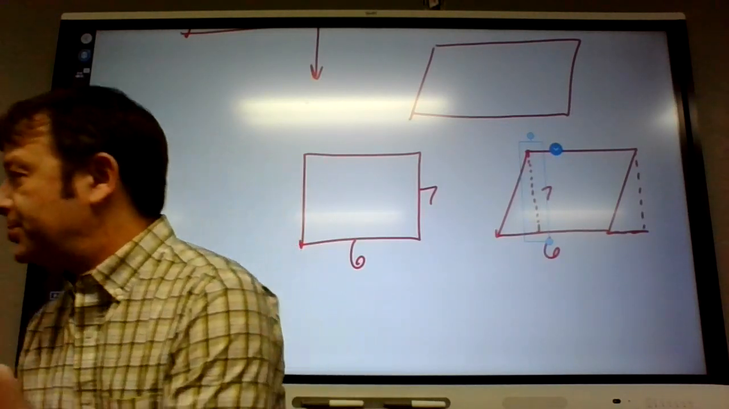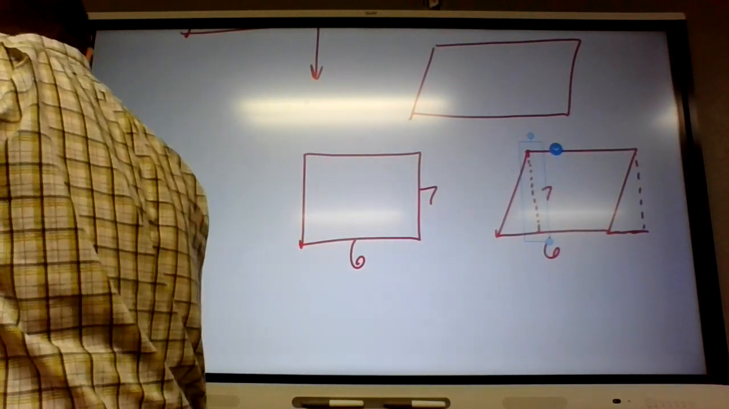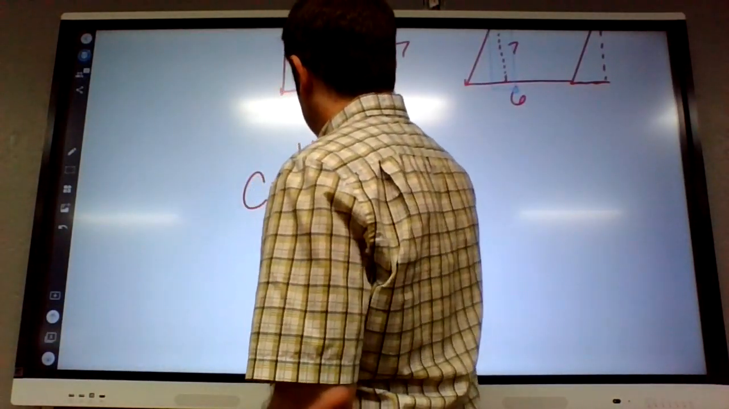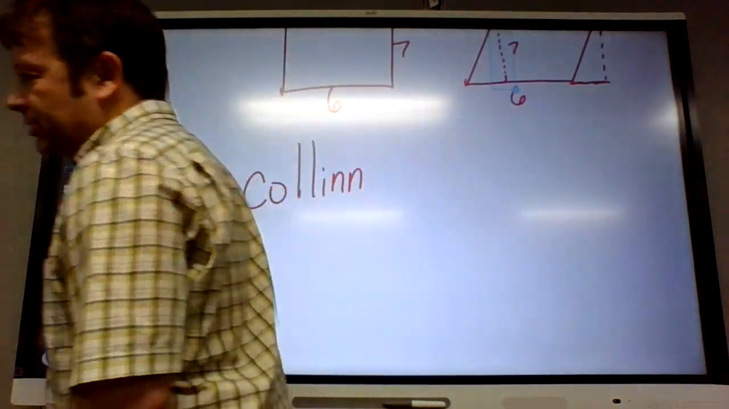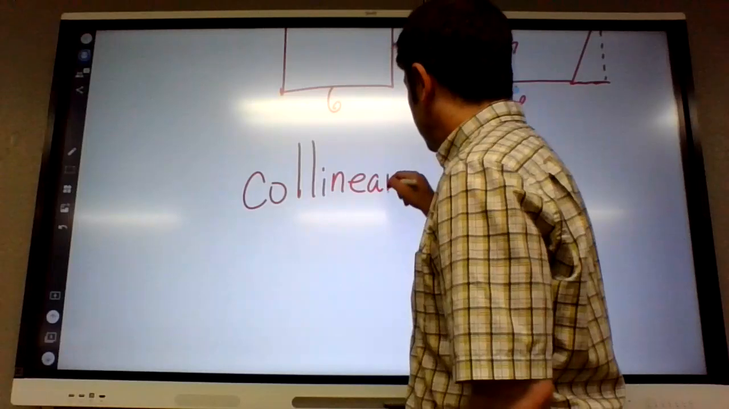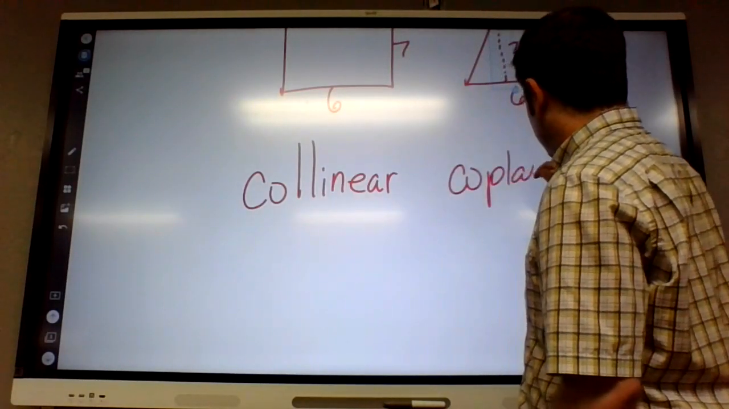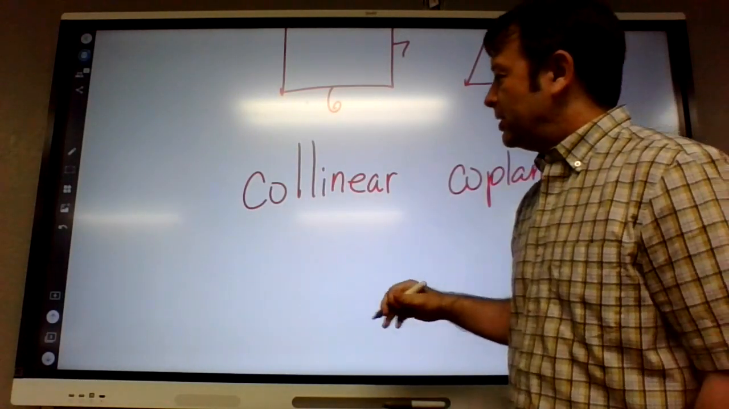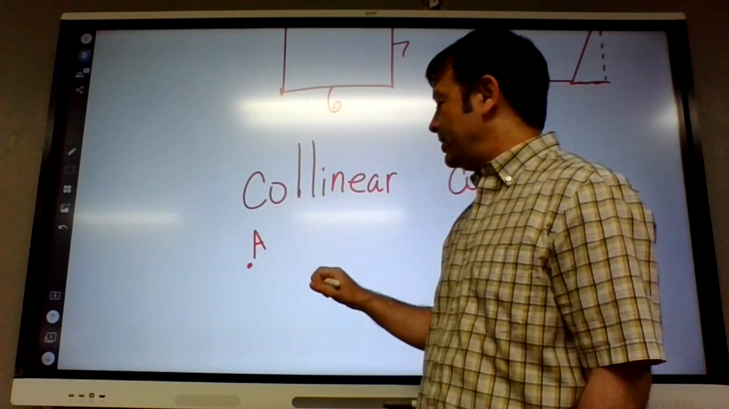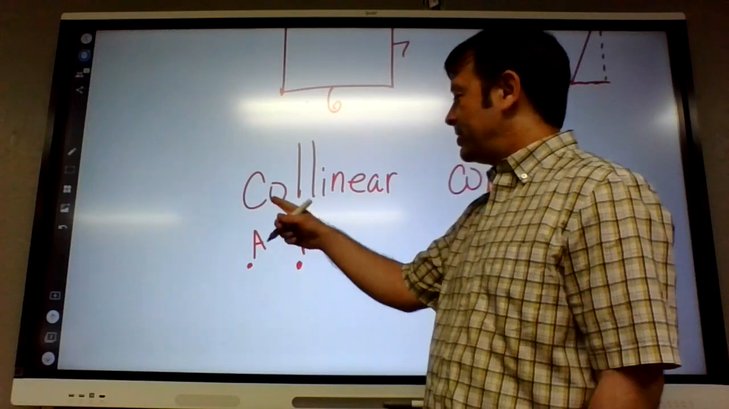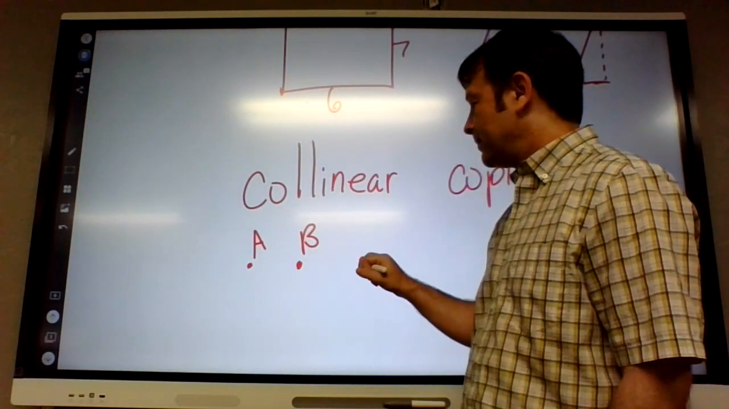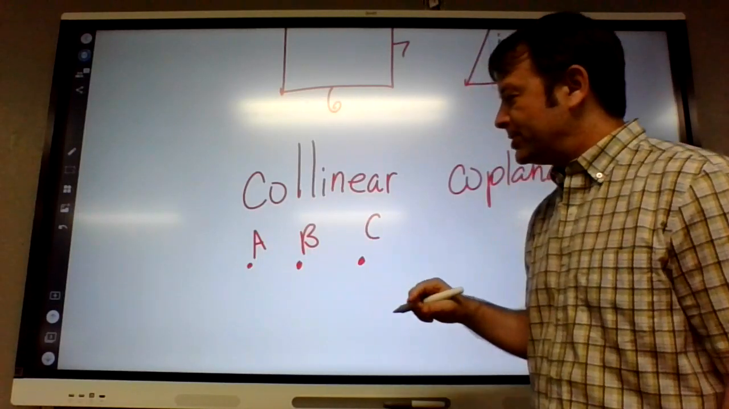All right, now there's 2 words that I forgot about. One of them is collinear. And coplanar. 3 points could be collinear if... Anybody think they might know what collinear means? Points can be collinear on the same line. So collinear points are points that are on the same line.